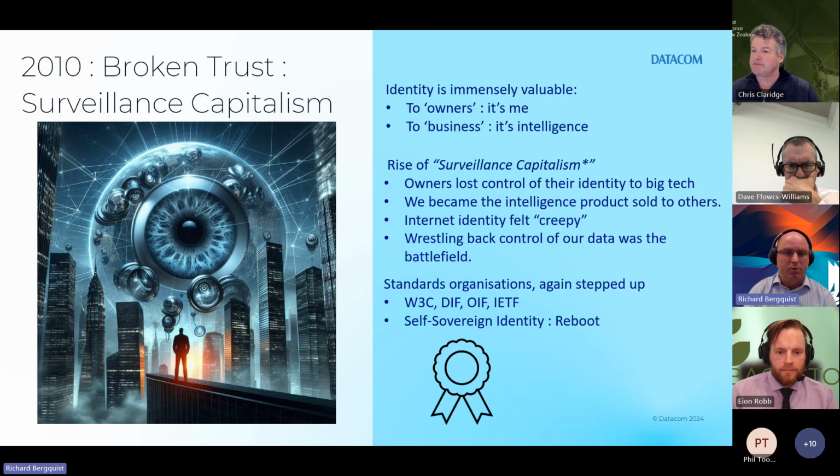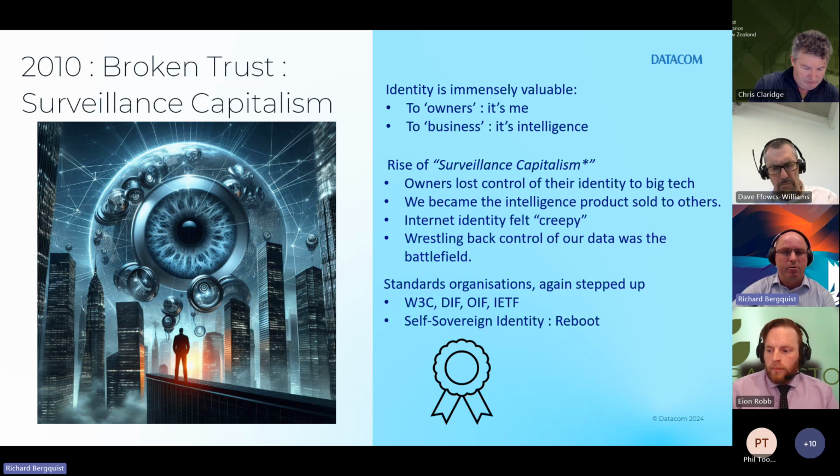And because these large tech organizations were essentially addicted to the information, there was no way they were going to give back control. So wresting back control became a very big concern. Just like in the previous decade when things went sort of skew-whiff, luckily again, the standards bodies took interest and said, actually, no, that's not good enough. And they started to think about how a better model could be used for identity.